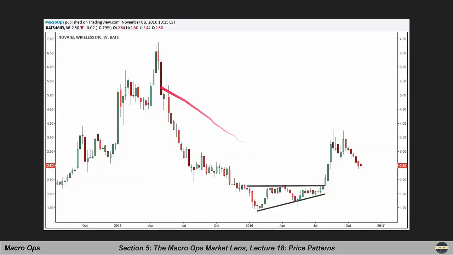So here's a great example from Novatel Wireless, and we can see a very, very clear ascending triangle with that key higher low and then an extremely clear breakout from a horizontal. So these are very, very strong patterns and usually lead to nice extended moves.